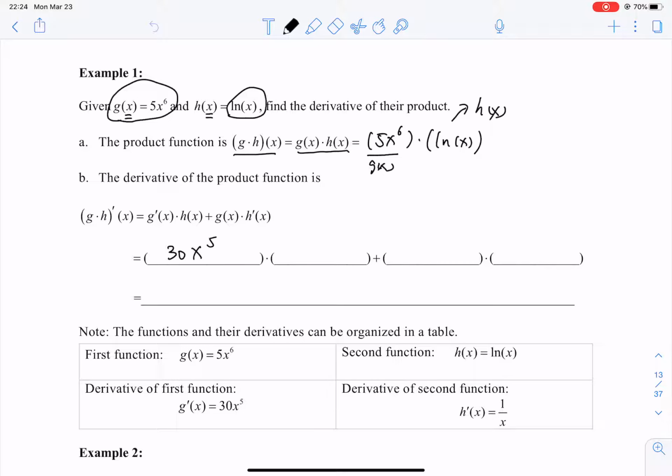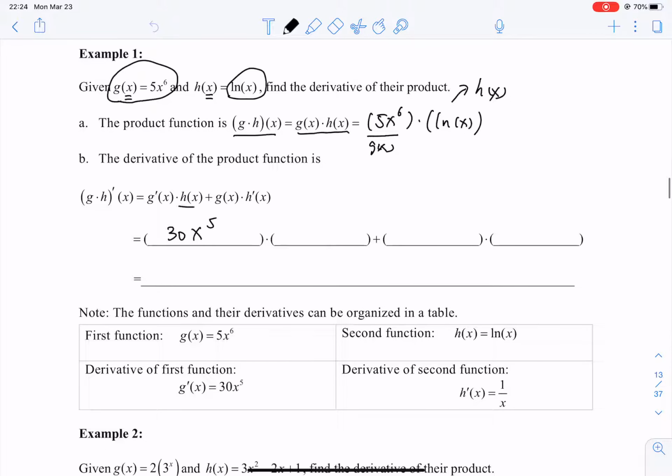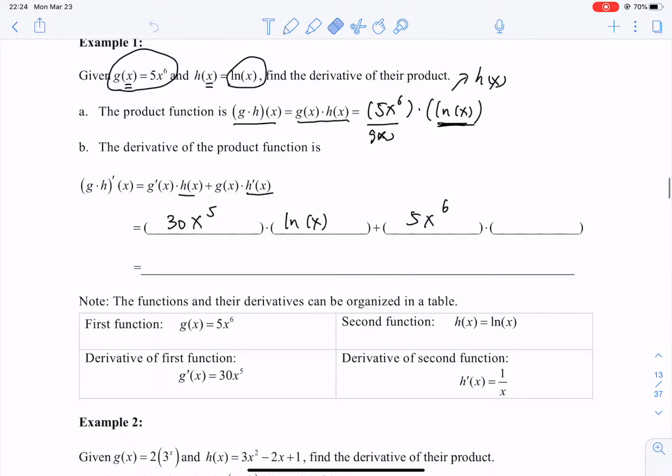This is g prime of x multiplied by h of x. H of x right here is given. So just multiply by natural log of x. And then the next term, g of x. This is g of x, 5x to the 6th power. Then multiply by h prime of x, which is the derivative of this term. That is just 1 over x.